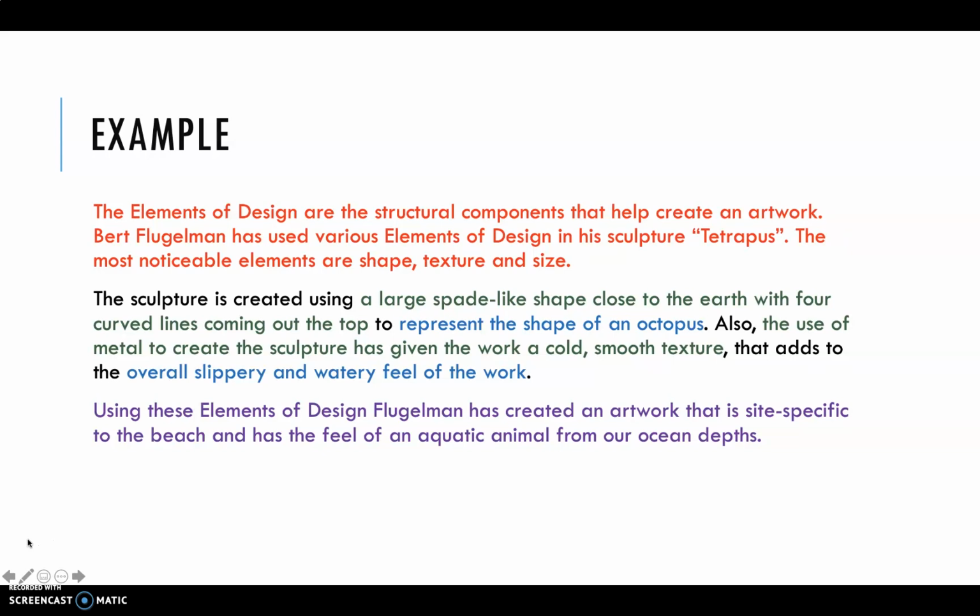So instead of Bert Flugelman, it would be Jeff Koons. Instead of Tetrapus, it would be the bouquet of flowers. The elements of design may change. You might choose to do color, or scale, or another element, and then you describe it and link it back to the question.